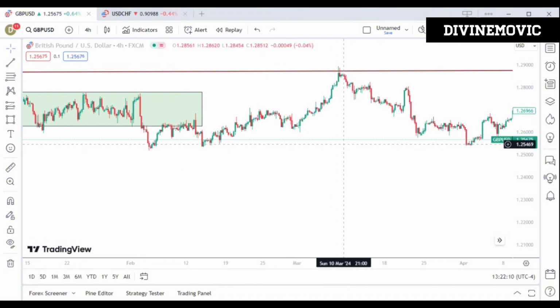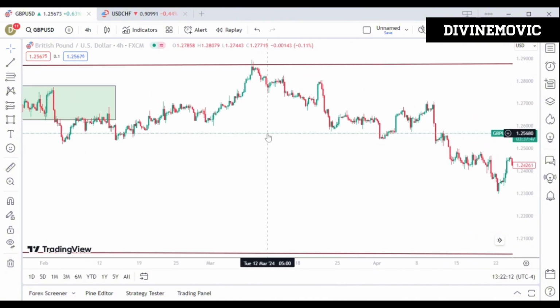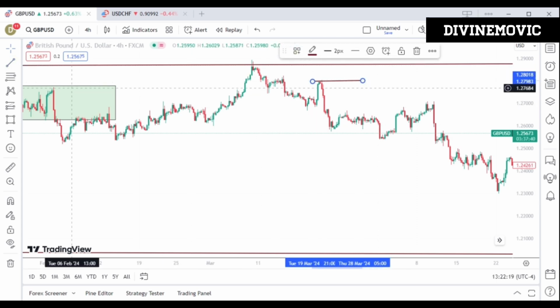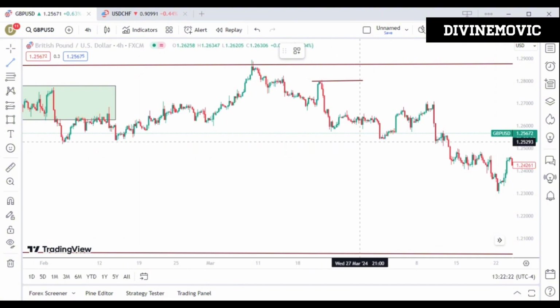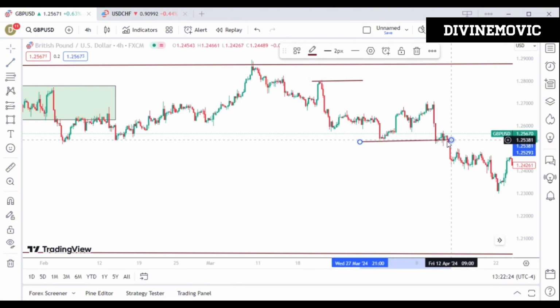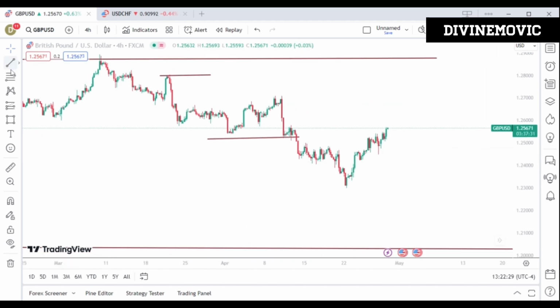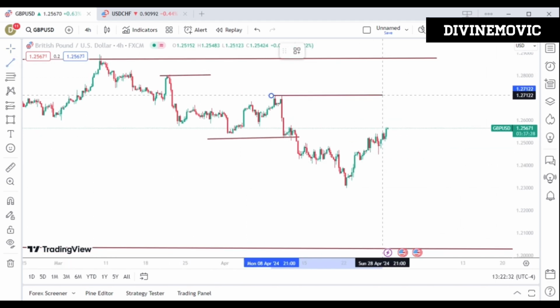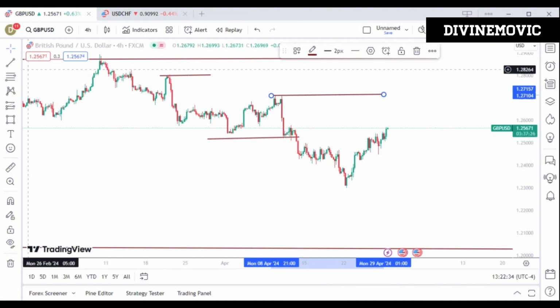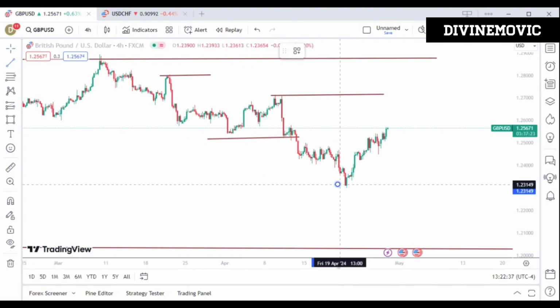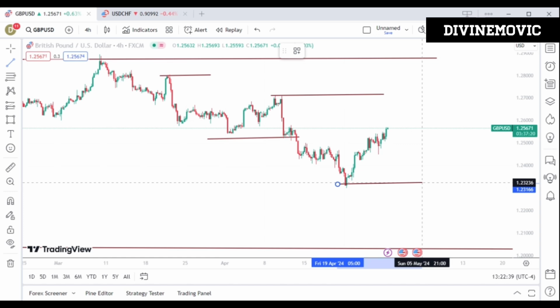Price began to give us lower lows and lower highs. Now, this resistance key level is the high. This is the lower high. This is the lower low. This is the lower high here. And this is the lower low. Now, because price is giving us lower lows and lower highs, what are we looking at for? We're looking to sell from a zone.